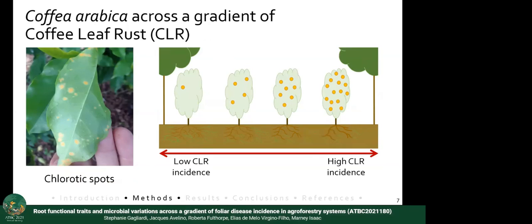We use visible chlorotic spots on the underside of coffee leaves, pictured on the far left, to estimate plant level CLR incidence, and we sampled from coffee plants with low through to high CLR incidence.